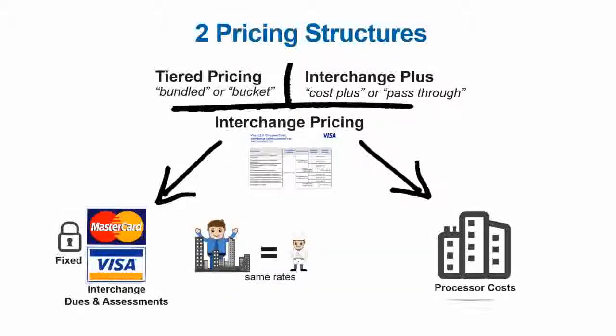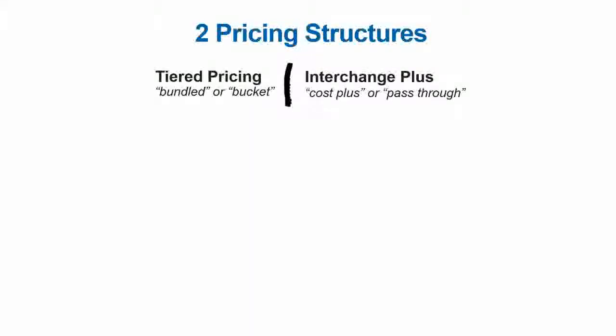The processor cost is the one variable that differs from one processor to the next and is the only area open for negotiation in your search for a merchant account provider. Here's both pricing models in detail. Your choices are tiered pricing or Interchange Plus.